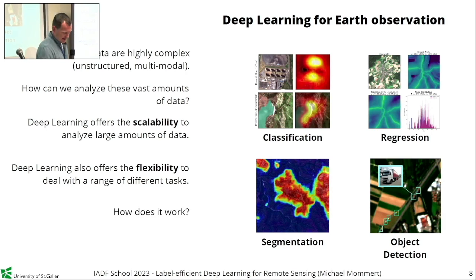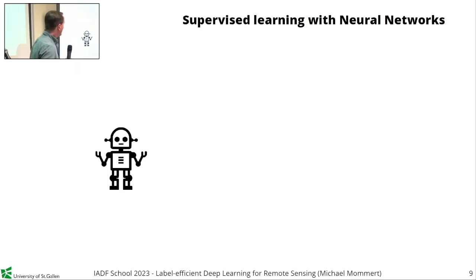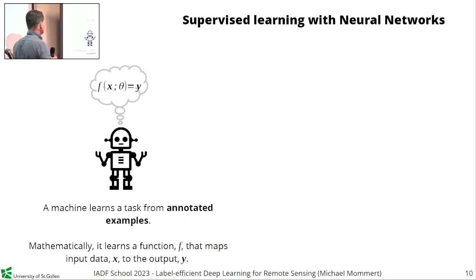Okay, so the question is, how does it work? And in most cases, the learning paradigm that you would use to solve these problems is called supervised learning. So the idea here is that you have a machine, and you want to teach that machine to solve a specific task. So the machine learns from annotated examples. That's the supervised part here.